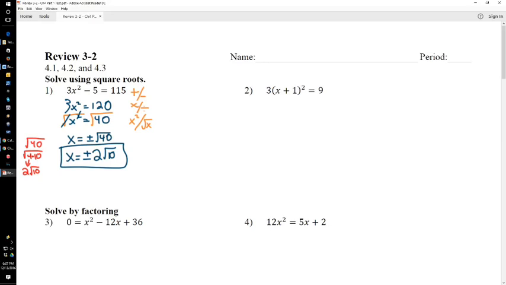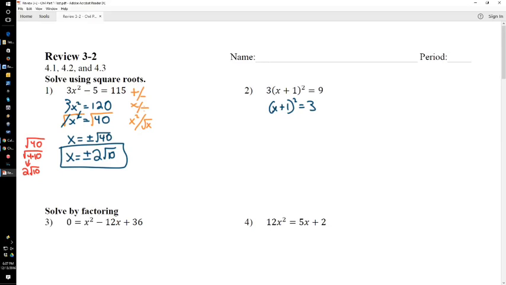Number 2, same idea. Slightly different thing to do. So we're going to get down to the squared region. This time the squared region is all of that. So we can't just go ahead and square root everything. What we need to do is get rid of the 3 first. So we divide both sides by 3. Once we do that, the 3 on the left cancels out. You're left with x plus 1 squared equals 3.